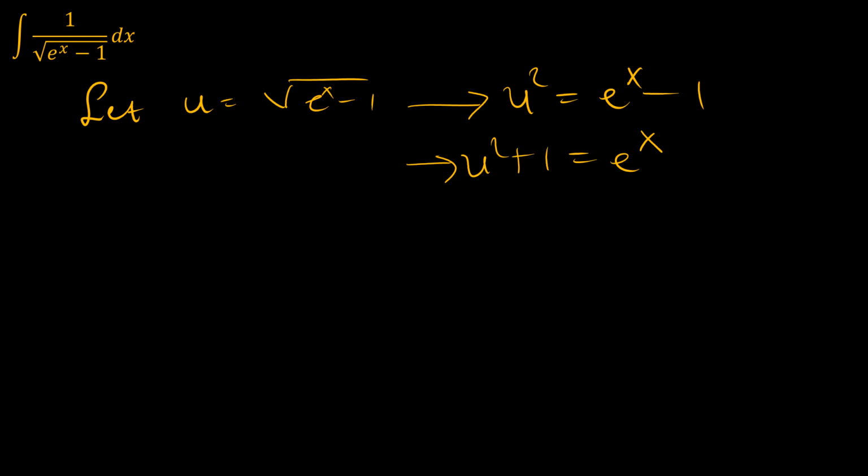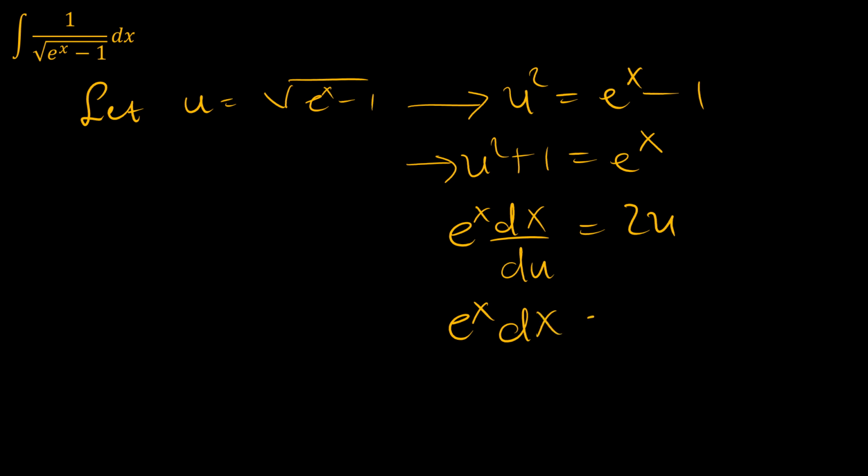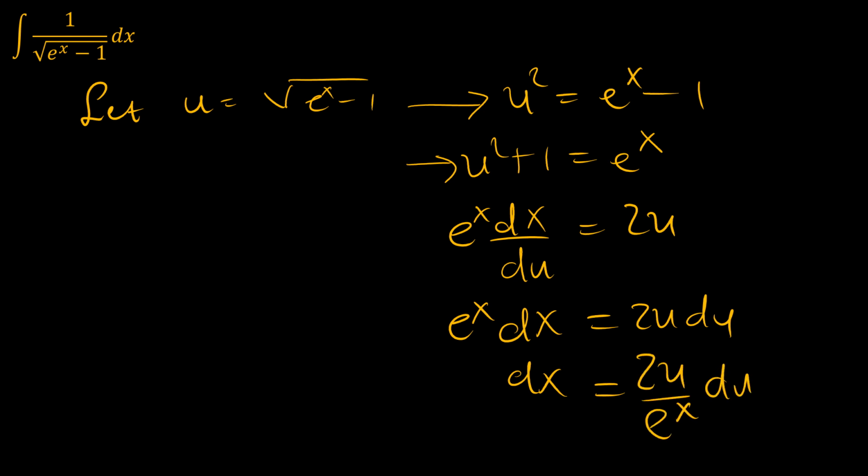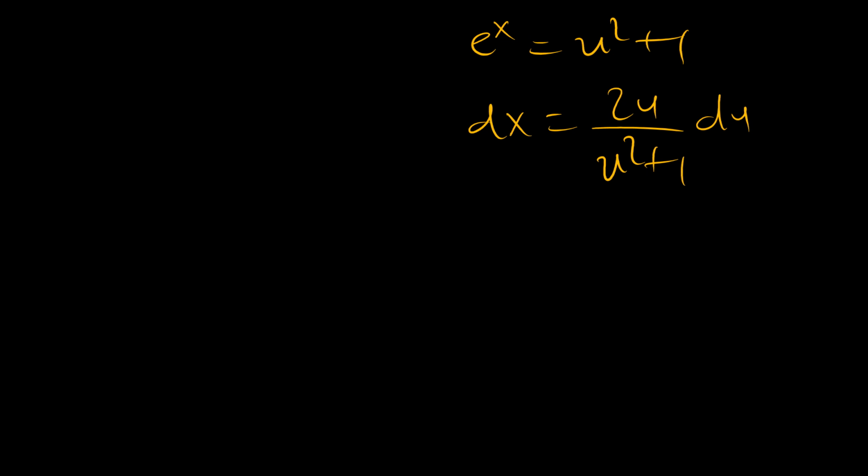And we can now say that e to the power x, dx du equals 2u, such that e to the power x dx is equal to 2u du, and dx will be equal to 2u over e to the power x du. We know from here what e to the power x is in terms of u. So since e to the power x equals u squared plus 1, then what we have is dx is equal to 2u over u squared plus 1 du.